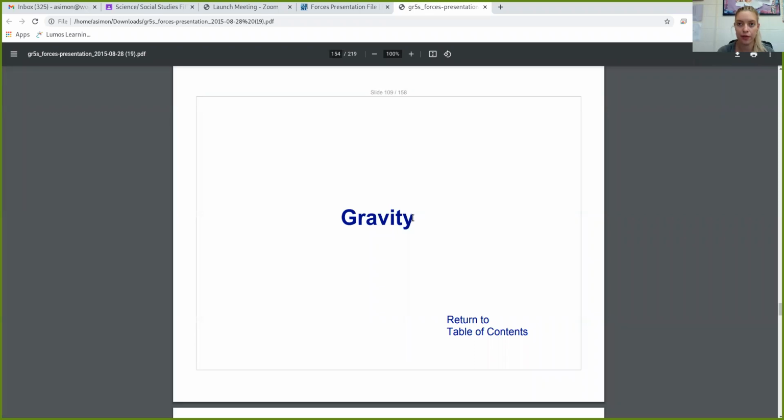All right, so the third and final non-contact force that we're going to be talking about is gravity. So go ahead and put that down in your notes. So gravity, as you kind of learned yesterday from the Edpuzzles, occurs when we let go of an object. It pulls the object down to Earth, okay?